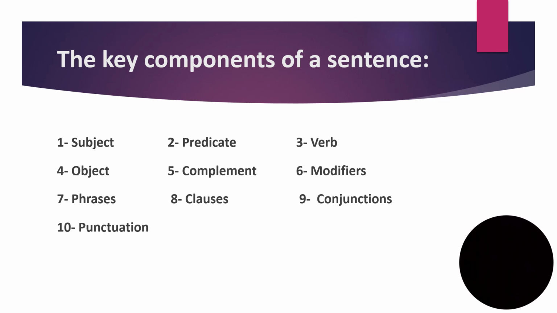The fifth component of a sentence is the complement. The complement provides additional information about the subject or object. Types of complements, we have subject complement and we have object complement. For the subject complement, it follows a linking verb and describes or renames the subject. For example, the sky is blue. Object complement describes or renames the object. For example, they named the puppy Max.